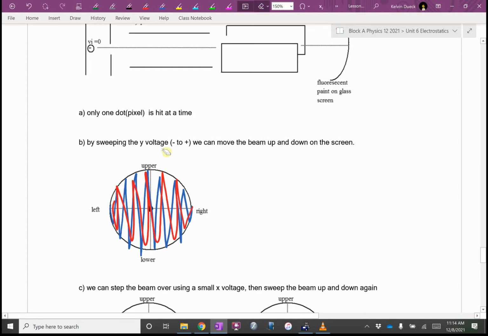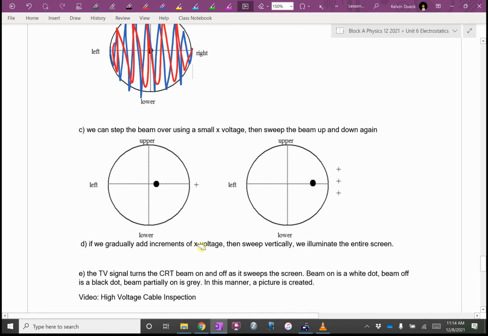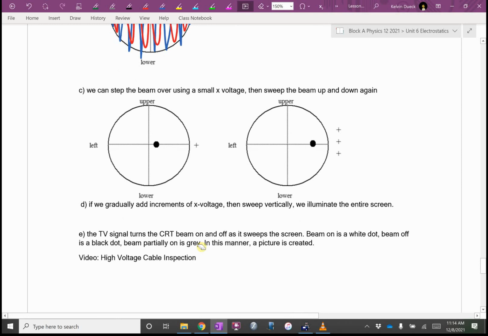So, by sweeping the Y voltage positive to negative, we can move it up and down. Then stepping the X voltage over each time, just by one step, you move the beam over a tiny bit, up and down. Move the beam over a tiny bit, up and down. And that was television. The TV signal turns the cathode ray tube beam on and off as it sweeps the screen. Beam on is a white dot. Beam off is a black dot. Beam partially on is a gray dot. Picture.